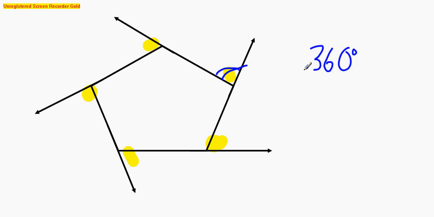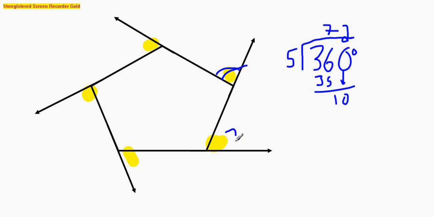And so what I could do is say, well, I know they're all the same because it was a regular pentagon, and I could divide by the number of angles, and that would be 5. So 5 goes into 36 here. 7 times, 5 times 7 is 35, so we'll put a 7 there. So that would give me 35. And I subtract and bring down the 0 here, right? Remember how to divide. And 5 goes into 10 2 times, so that would be 72. So each one of these angles would be 72 degrees. And that's something they're going to ask. Okay? So that's one of the exterior angle problems.